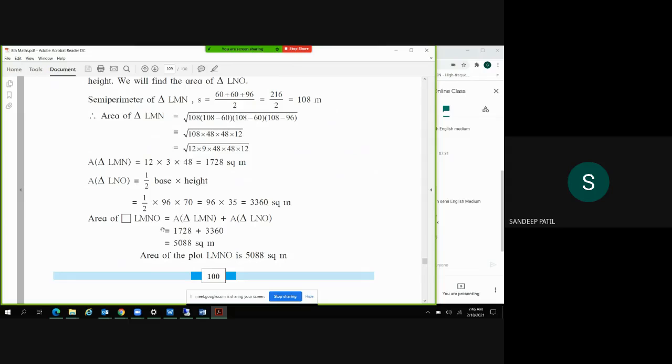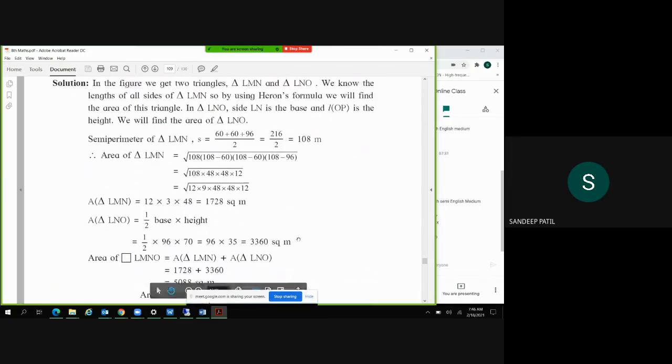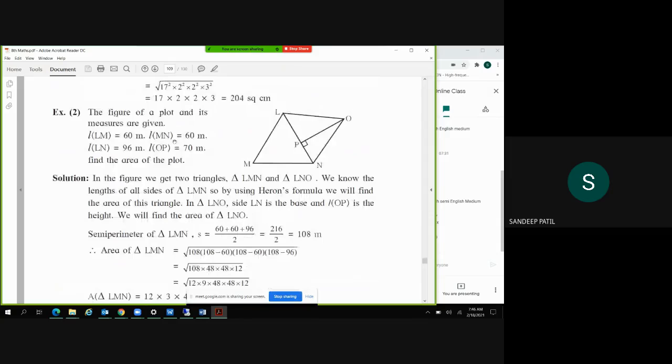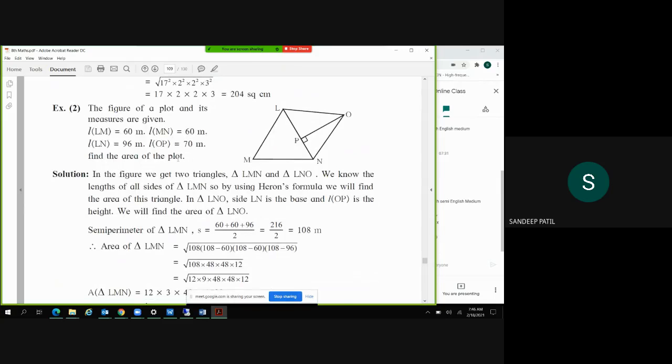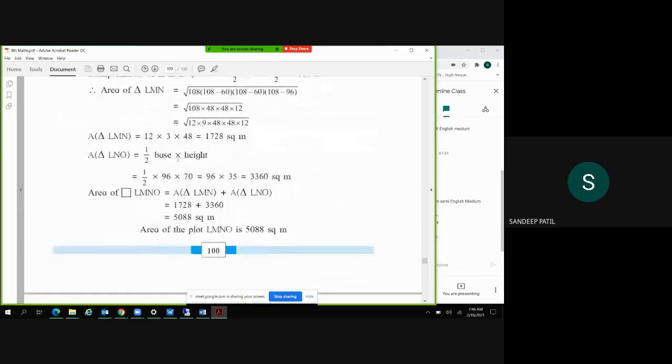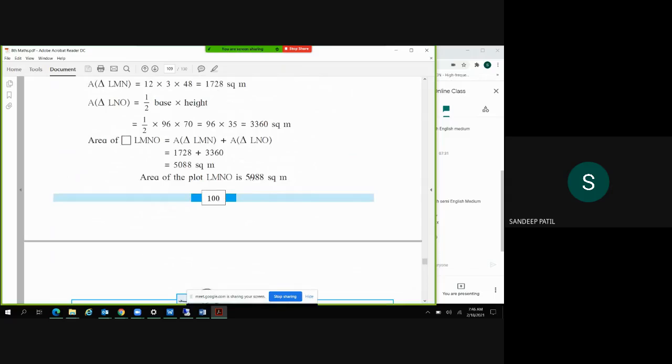So पूरा जो भी प्लॉट दिया है उसका एरिया क्या है, दोनों ट्राइंगल का एडिशन. सो इस प्रकार से हम उसको ऐड कर देंगे तो ये एरिया हमें मिल जाएगा. सो एरिया ऑफ द प्लॉट LMNO इज 5088 स्क्वायर मीटर. सो यहाँ लेंथ मीटर में दी है. सो वी हैव टू बी वेरी केयरफुल while giving the area unit, that is square meter.